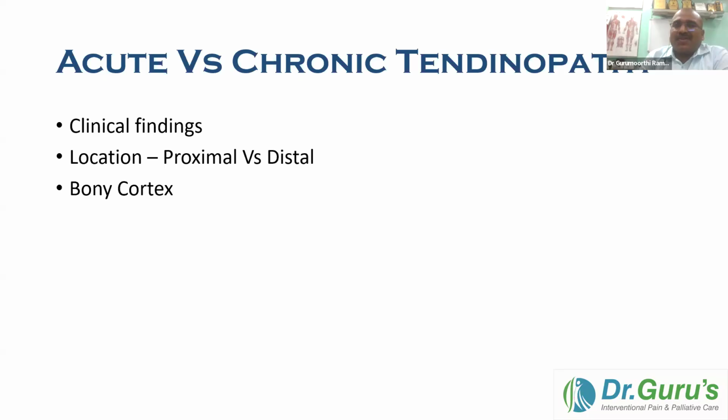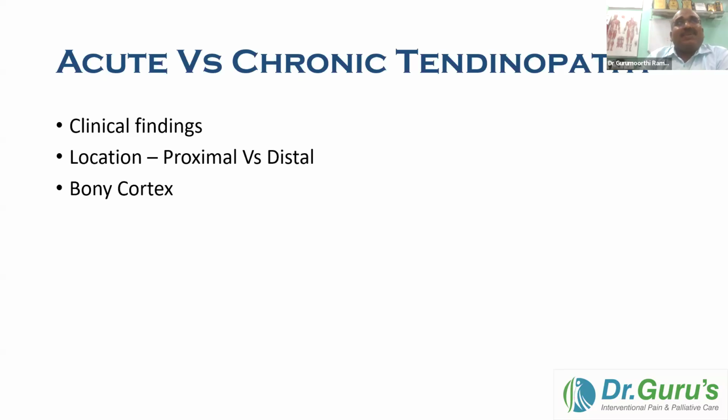One is, acute tear will be more common on the proximal side, but in case of chronic tendinopathy, the tear will be more on the distal side. Whenever the patient has got a proximal tear, we can say the patient may not have tendinopathy, but when it is more on the distal side, yes, it gives you a good indication that the patient had some pre-existing tendinopathy.